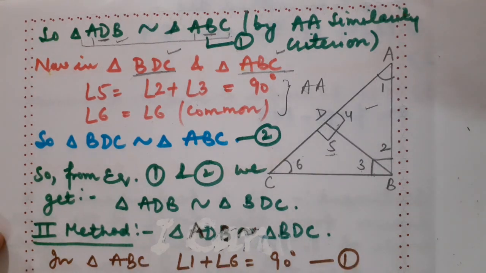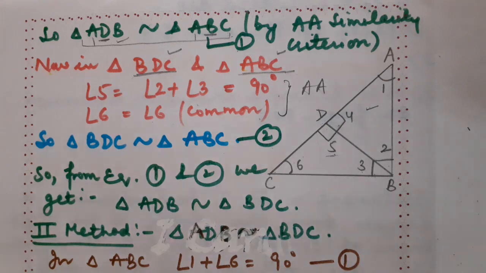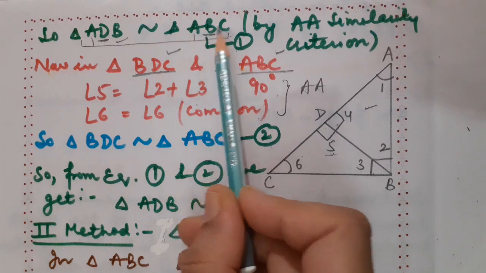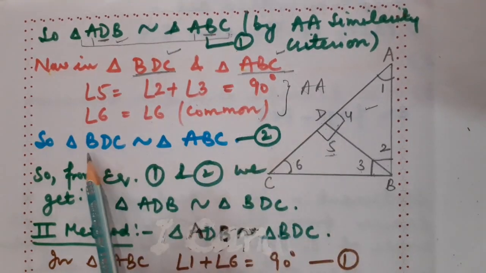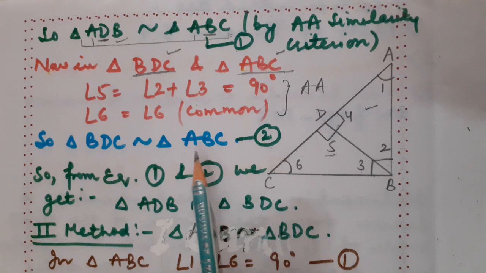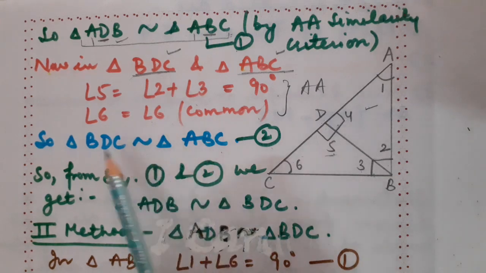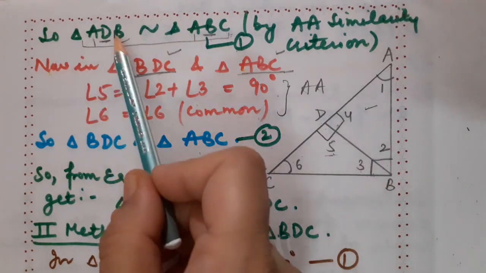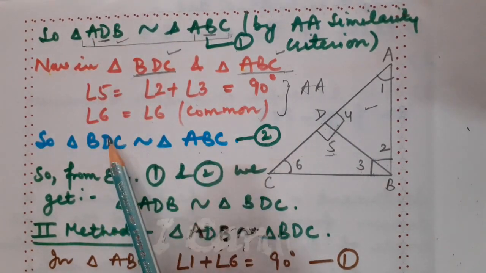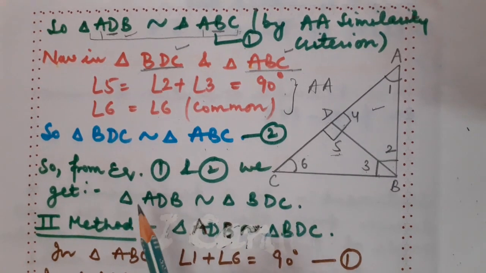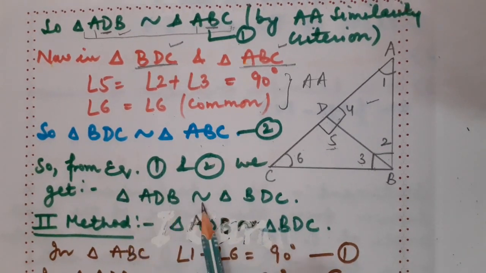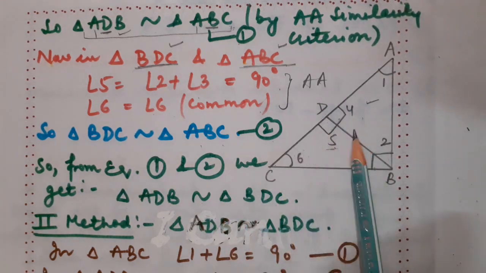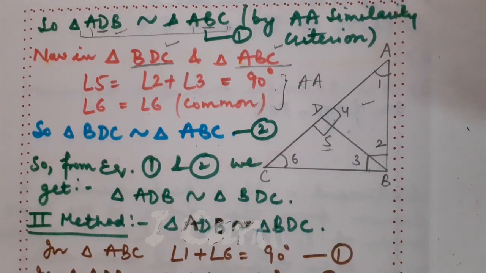Now children, from both equations, from equation number 1 as well as from equation number 2, please understand triangle ADB is similar to triangle ABC, and in equation number 2, triangle BDC is again similar to triangle ABC. So when there are two triangles which are similar to the same triangle, it means those two triangles are also similar to each other. So it implies we can say that triangle ADB is similar to triangle BDC. Means these two smaller ones are similar to each other. Okay. This is method number 1.